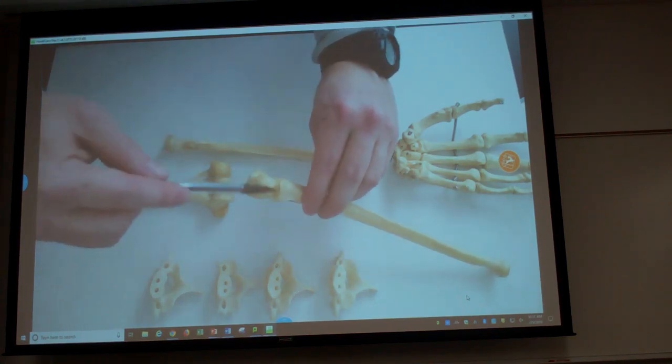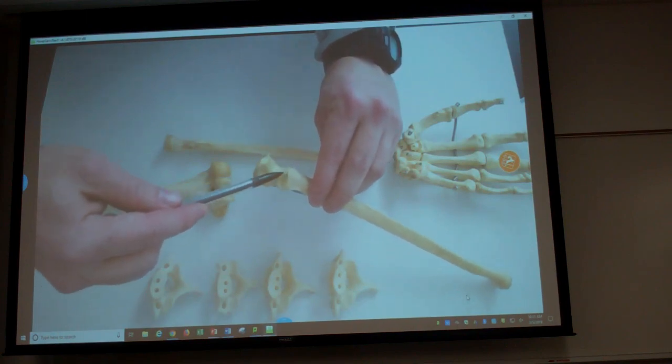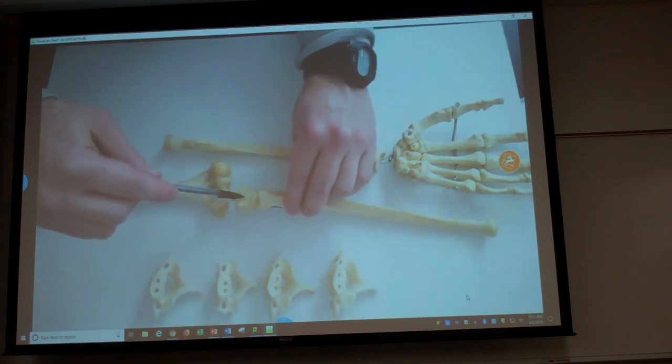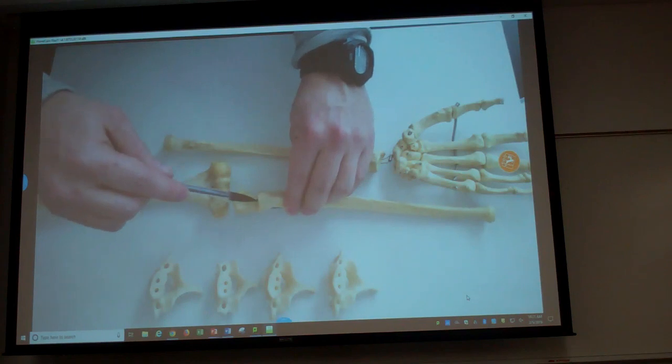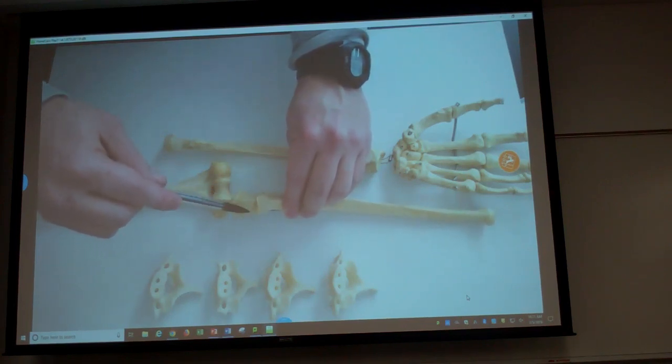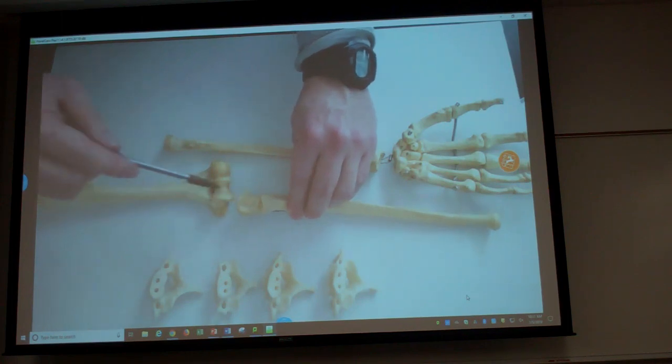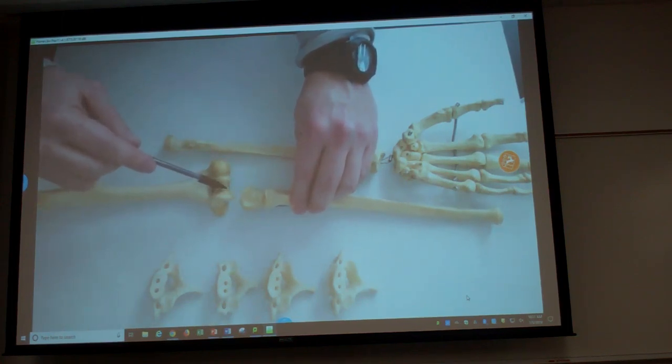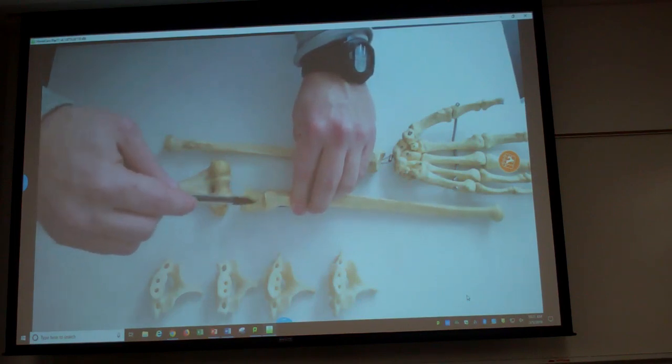Next up, this Pac-Man looking opening faces anteriorly, so it faces the front. That's our trochlear notch. Because guess what? The trochlea of our humerus articulates with the trochlear notch here.